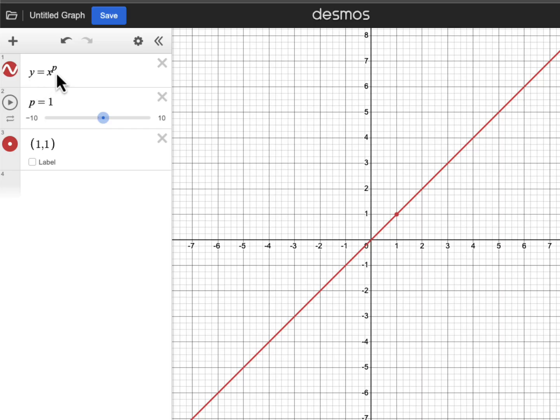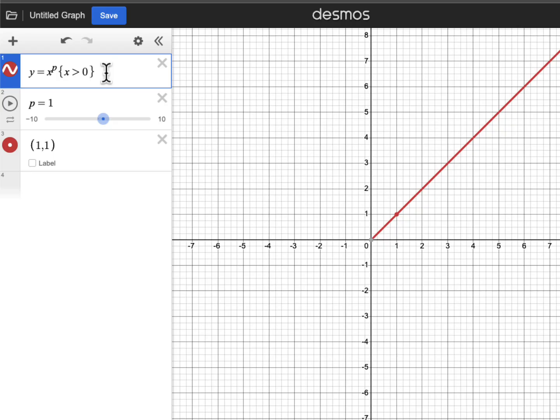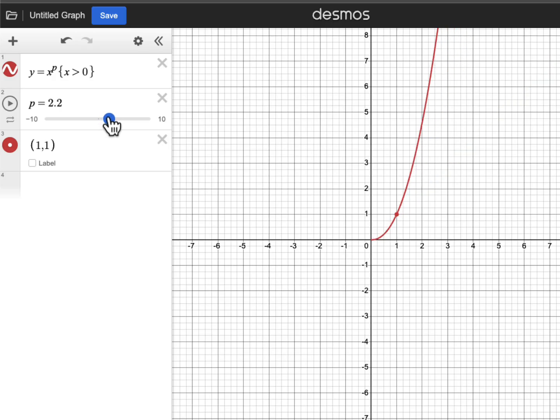Here in Desmos, I typed in y equals x to the p. I created a slider for p that varies from negative 10 to 10. I also plotted the point 1, 1. Let's limit now to x only being positive, so we see only results here in the first quadrant. When p is 1, x to the 1 means just x. We have y equals x. As p goes more than 1, we start to see curves that become increasingly more steep. Notice all these curves are still going through 1, 1, because 1 raised to a power is still 1.